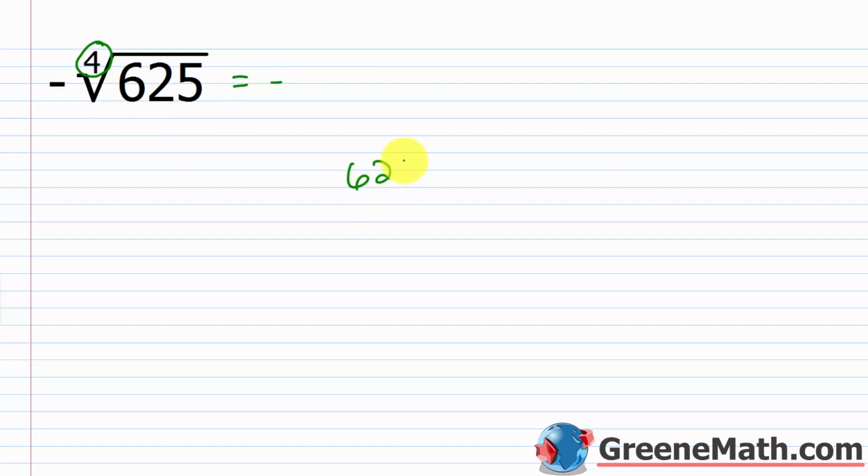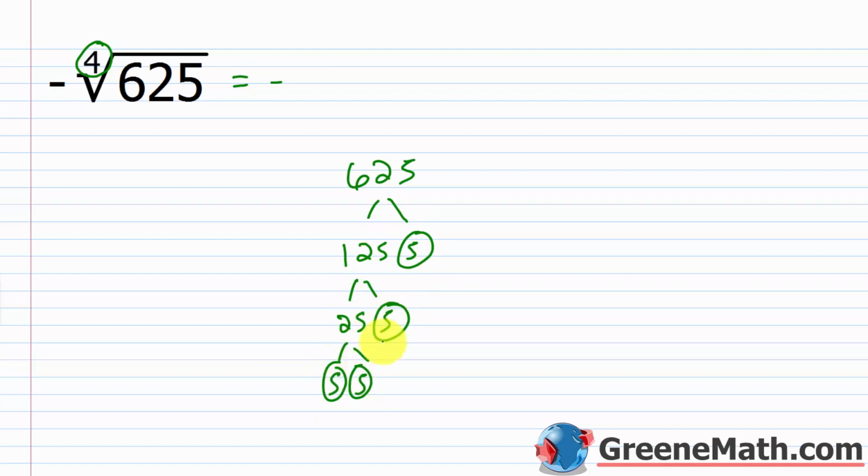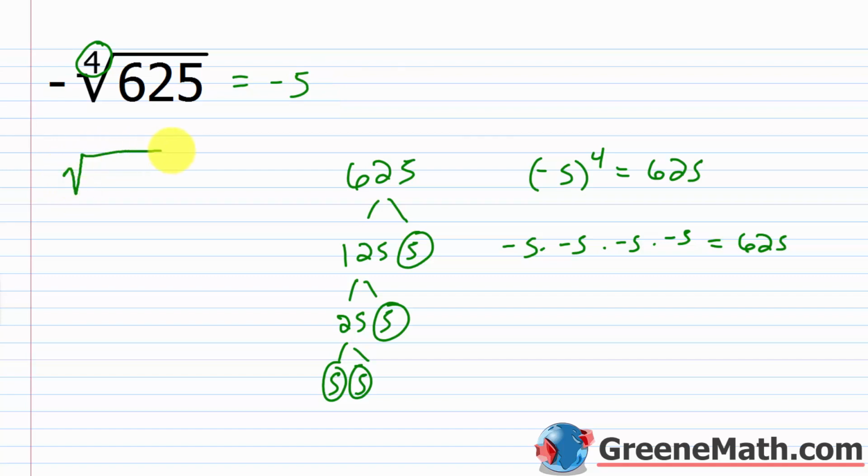So 625, if I factored that, it ends in 5, so it would be 125 times 5. 125 is 25 times 5. And 25 is 5 times 5. So we can see this is 5 to the fourth power to get us to 625. But also negative 5 to the fourth power would be 625 as well, because you would have negative 5 times negative 5 times negative 5 times negative 5. An even number of negative factors gives a positive product. So the negative fourth root of 625 is negative 5. If you got asked for the principal fourth root of 625, that would be positive 5.